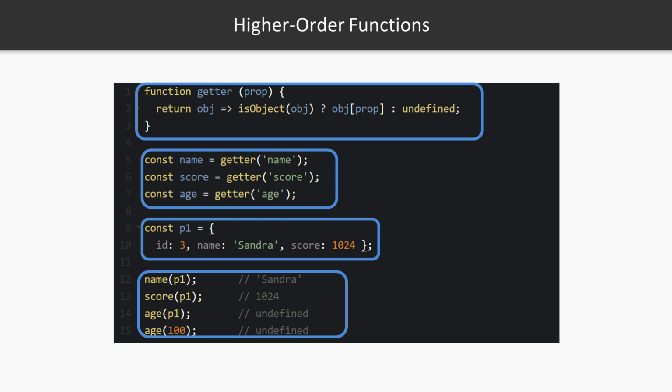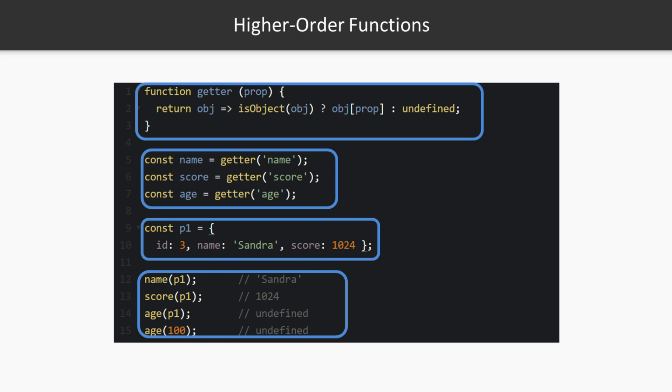Another way to create a higher order function is by returning another function from your function. So we've seen this sort of thing when wrapping impurities in Section 1. Up top we have a getter function. Note the call to isObject isn't part of vanilla JavaScript. You can make it very easily though.